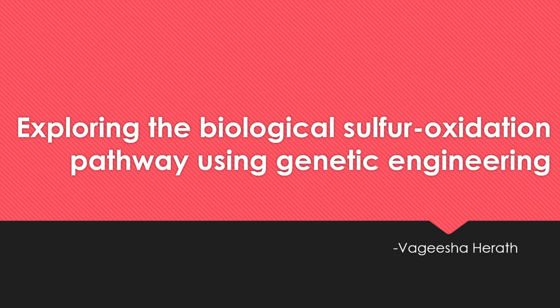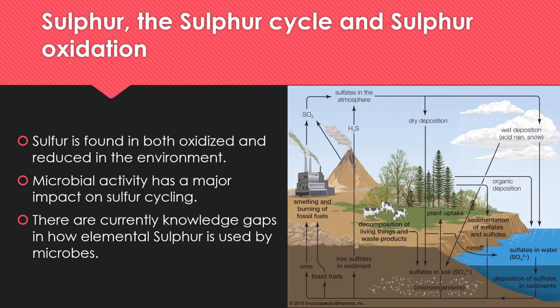To discuss exploring the biological sulfur oxidation pathway using genetic engineering. Solid-state sulfur is a mineral which is abundant in the environment, and it can be found in a lot of oxidized and reduced states. Microbial activity is very important for cycling in between these oxidized and reduced states of sulfur in the environment. But when it comes to the interactions that microbes have with elemental sulfur, little is known about it, and there's a lot of gaps in our knowledge.